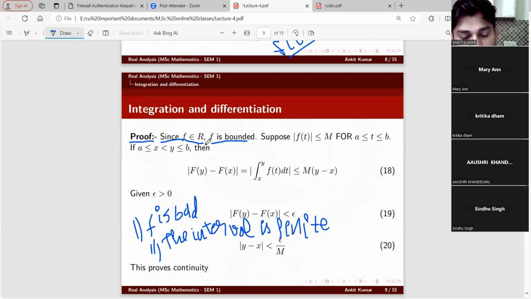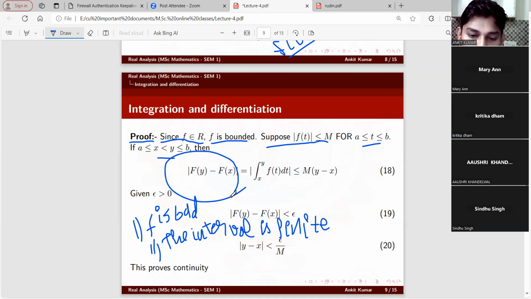So since f is Riemann integrable, f is bounded. Suppose bounded means the modulus value of f(t) is less than or equal to some quantity M for t lying between a and b. Suppose there are two points x and y in the interval a to b. Then first of all we define |F(y) - F(x)| = |∫ from x to y of f(t) dt| ≤ M|y - x|. How is this possible? From where did this quantity come?